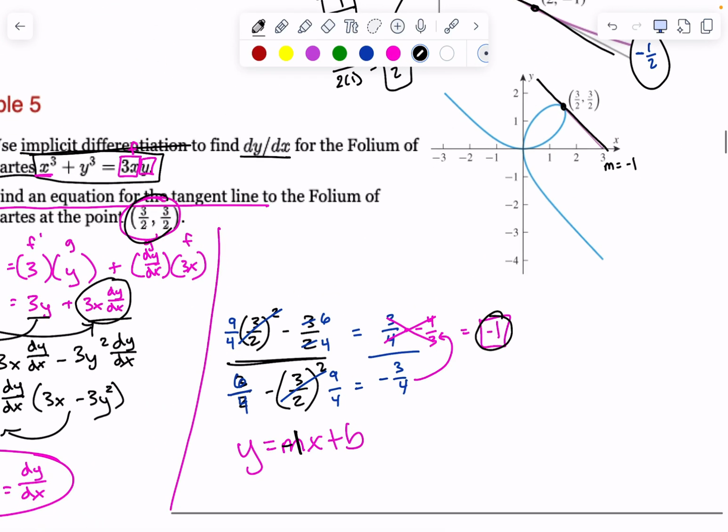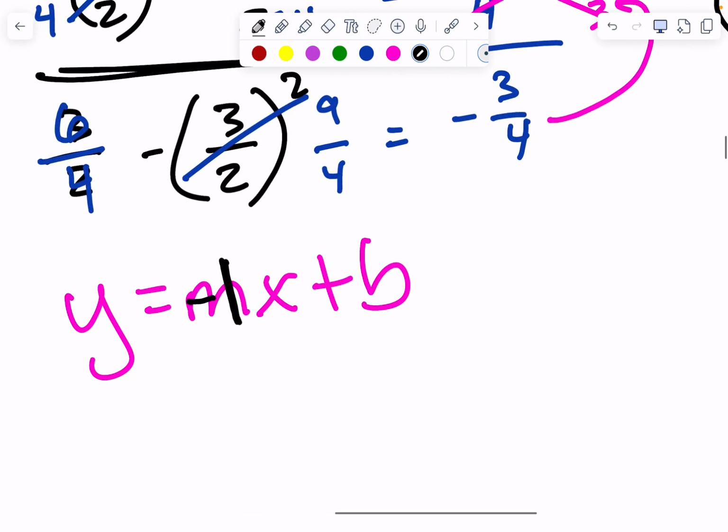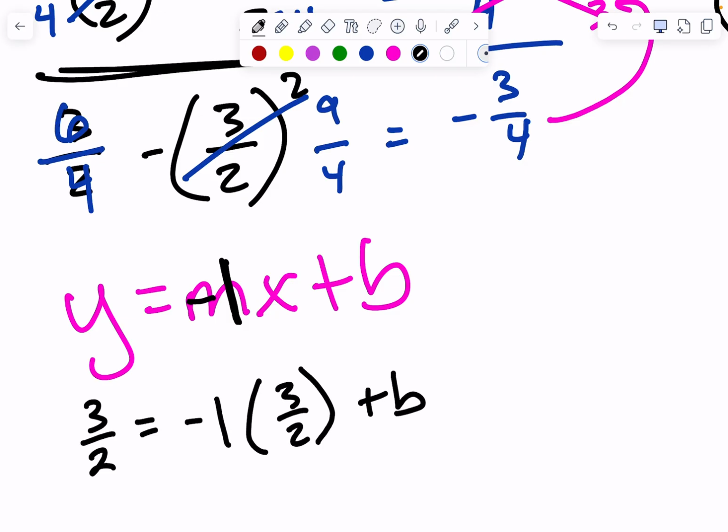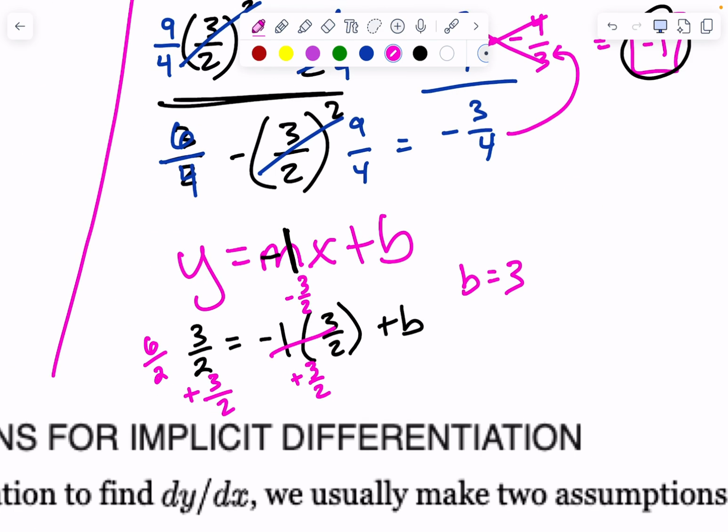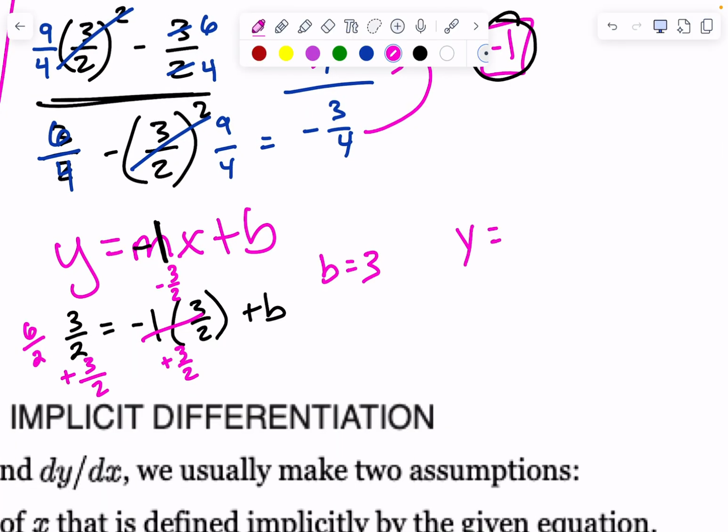I'm going to plug my point in, which is 3/2, 3/2. So 3/2 equals -1 times 3/2 plus b. This is -3/2. If I add the 3/2 over, what's 3/2 plus 3/2? 6/2, which is 3. So b is 3. Final answer: y equals -1x plus 3.